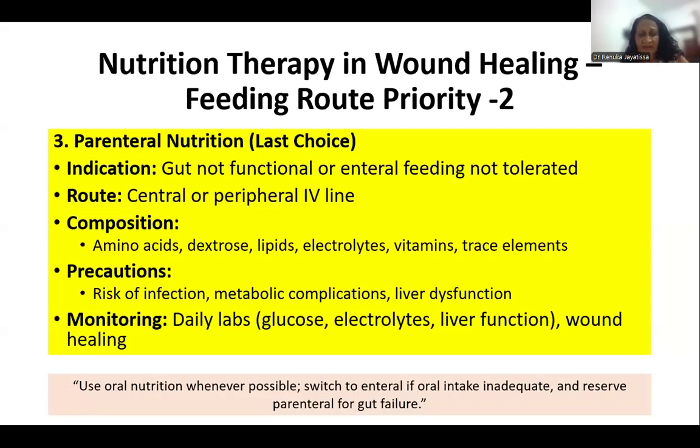And then oral nutrition is the first choice, and if it is not adequate, only then you go for the enteral, and the last choice is parenteral. So I think most of our patients we can maintain with oral nutrition rather than even going to enteral. Next one.